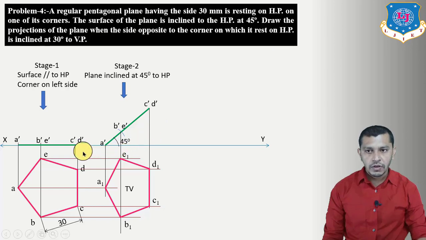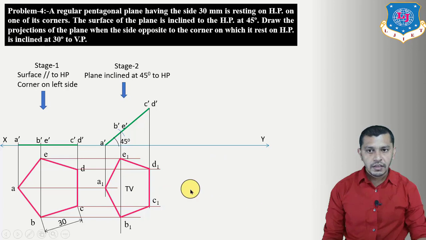Right now the pentagon is resting on corner A on the horizontal plane, and the side opposite to this corner is side CD, which makes an angle of 30 degree to the vertical plane. So right now we can say that side CD makes an angle of 30 degree to the vertical plane. Here we have to understand one condition. Here we will always copy this top view.